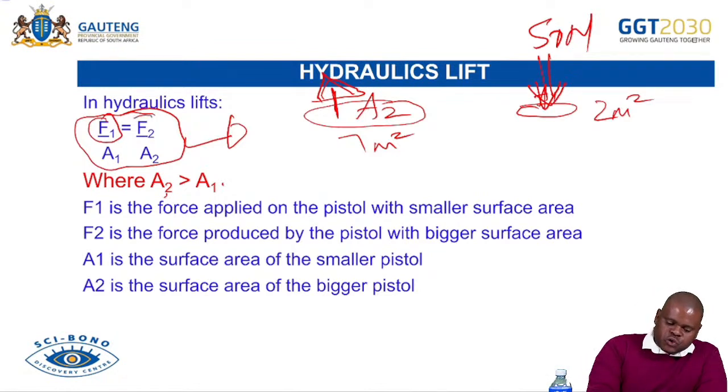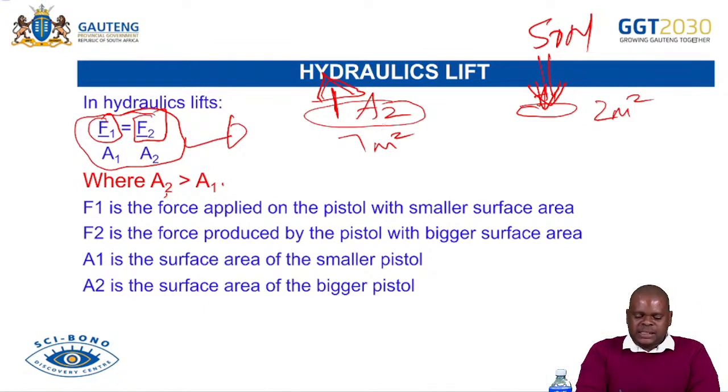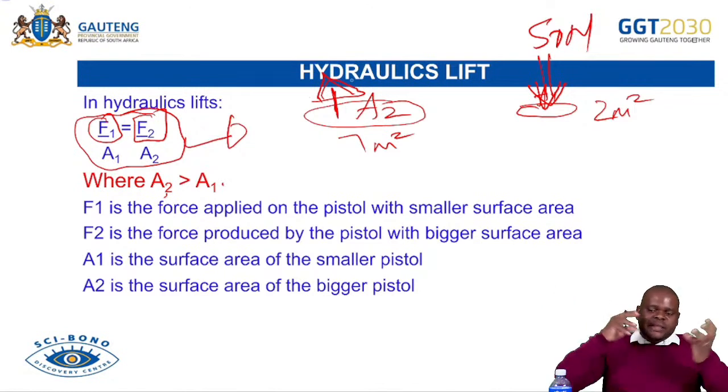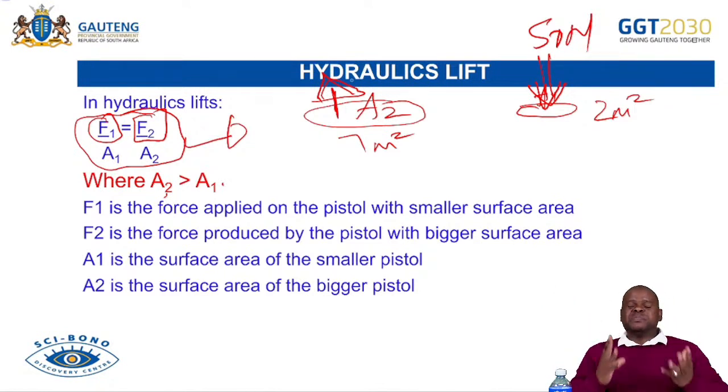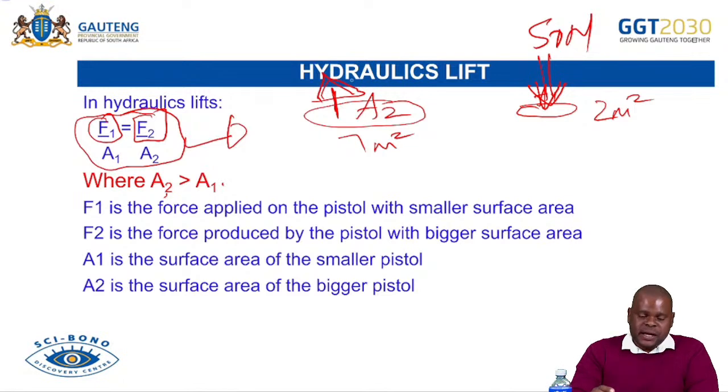And then force 2 is the force that will be the output force, the force that the system will produce. That will be bigger. Are we together? Then that is why we said F1 stands for what? It is the force applied on the piston with a smaller area, which is this force. F2 is the force produced. Can you see? Applied and produced by the piston with the bigger surface area.